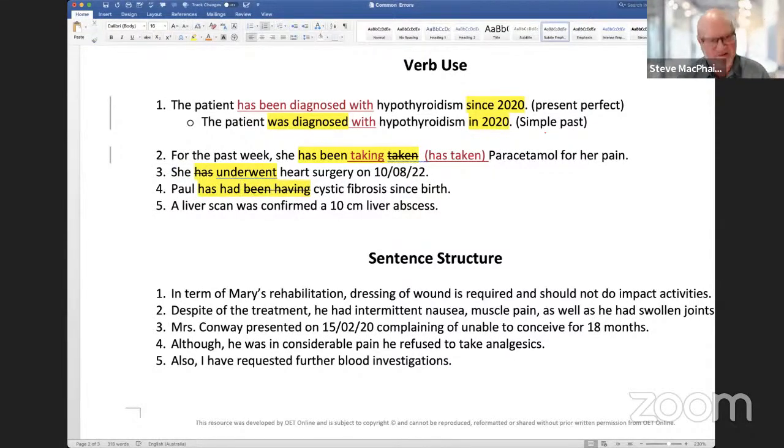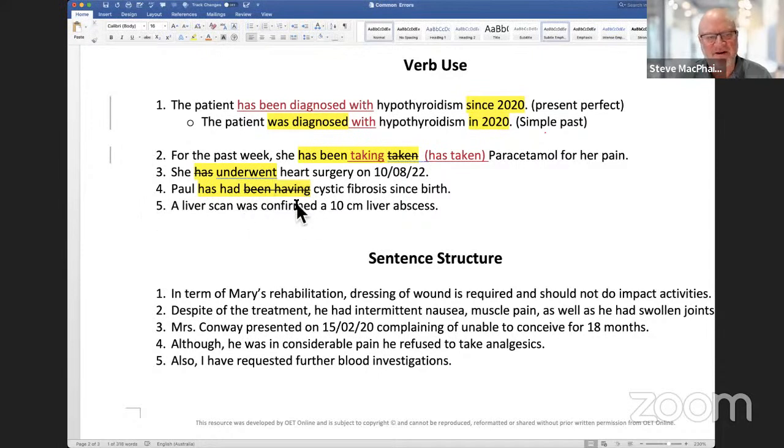Has had cystic fibrosis since birth, because the word have is a stative verb, right? So we don't want to use ing with stative verbs. There's lots of stative verbs, like know, I am knowing you, no, I know you, or feeling, I feel unwell. There's lots of ones like that. But just be aware that it's a stative verb. Do not use the ing there.